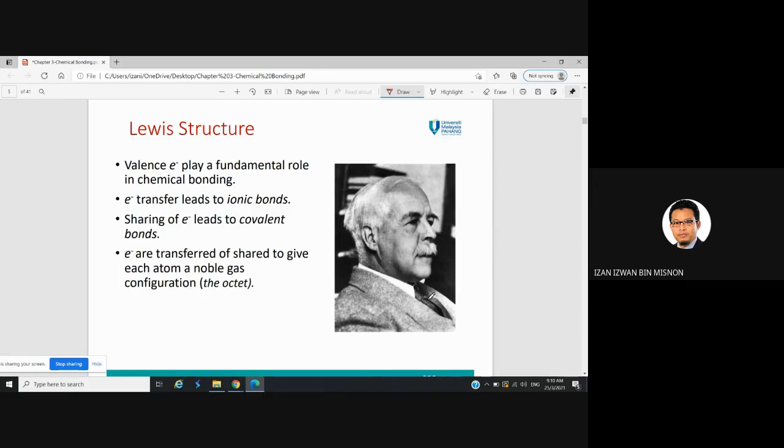The electrons are either transferred or shared to give each atom a noble gas configuration, the octet. The main reason is to get the octet configuration, meaning that each atom needs to have 8 electrons, except for hydrogen. Hydrogen can only hold 2 electrons as its octet configuration. Other than that, 8 are required.